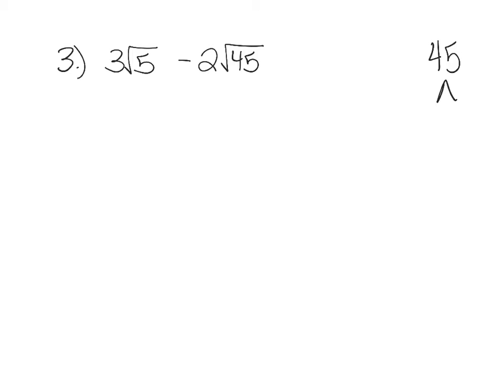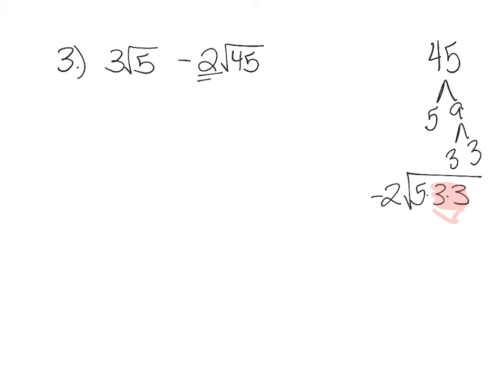So 45 can be 5 and 9. 9 is 3 and 3. So right now I have radical 5 and 3 and 3 underneath the radical symbol, and I have this -2 in front. And it has a complete set of 3's. So that complete set of 3's is going to have to go outside of the radical.